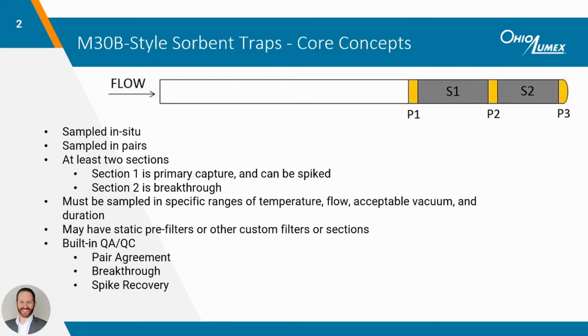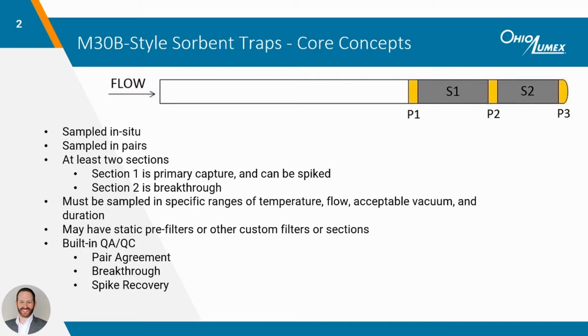The standard sorbent trap contains two sections of sorbent material. The first section, labeled S1 in the diagram on this slide, serves as the primary capture section and is where we expect all the target analyte to be collected. Our laboratory can also spike this first section with a known mass of the target analyte to allow for a field spike recovery run, which I will explain shortly.